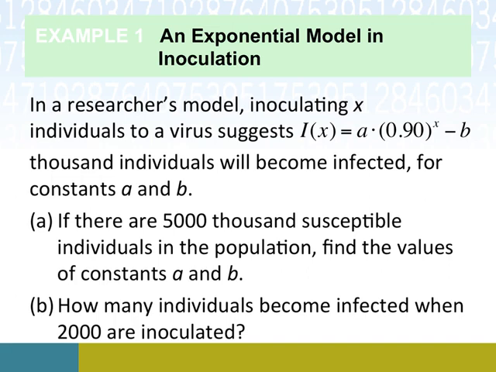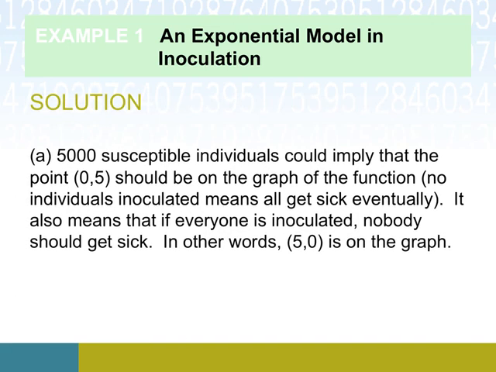Okay, so 5,000 susceptible individuals actually gives us two useful pieces of information. One is maybe the obvious one. If you inoculate 0 people, then 5,000, since our units are in thousands, inoculate 0 people, there's our input, then 5,000 of them could get infected eventually. So susceptible implies that they could.